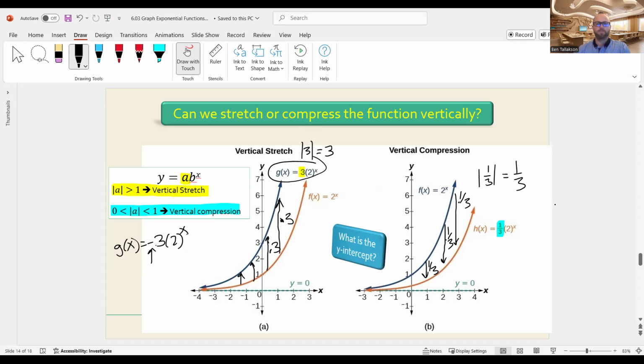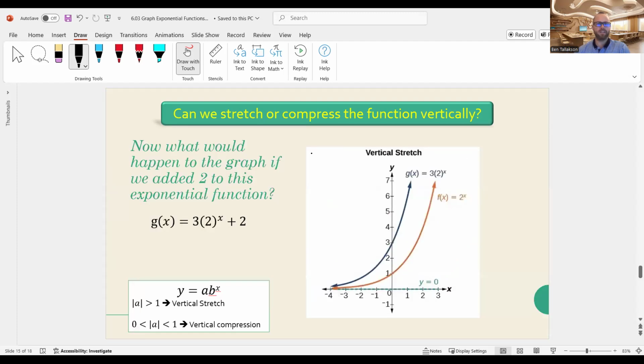All right. So vertical stretches, vertical compressions. Is there anything else?